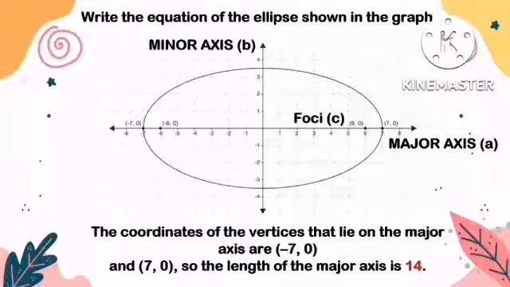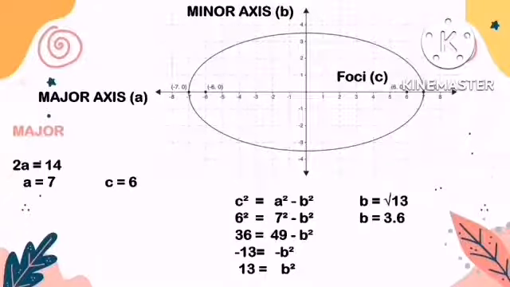So the equation would be like this: 2a is equal to 14. In order to get a, let's divide both sides by 2, and our a would be 7. From our graph, the indicated foci are (-6, 0) and (6, 0). So automatically our c, or our foci, would be 6.